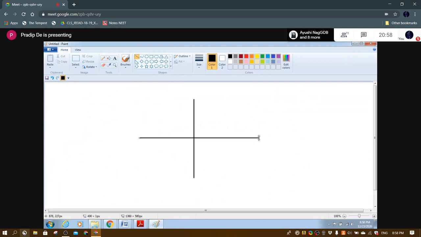x-axis, vertex at 4, 1, focus at 4, minus 3.